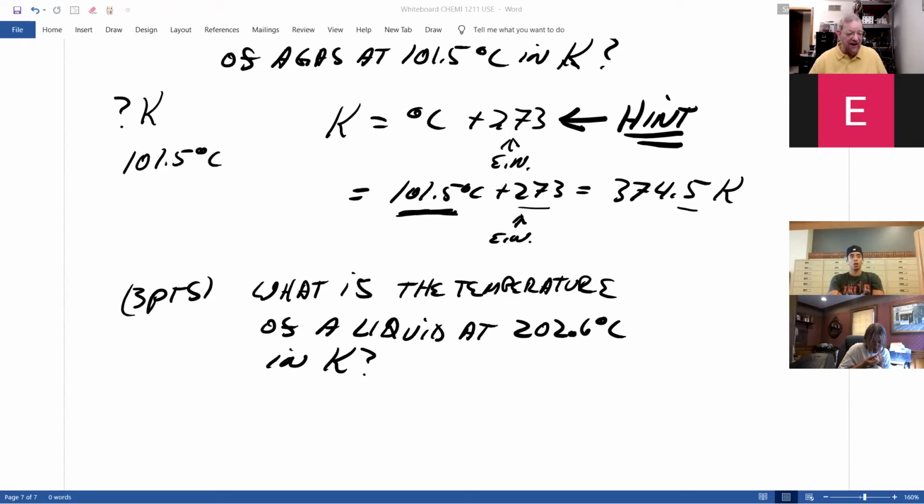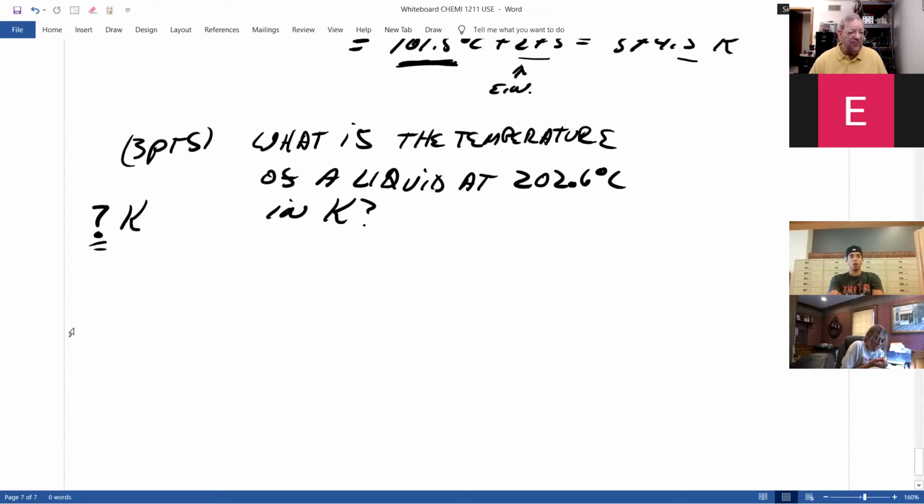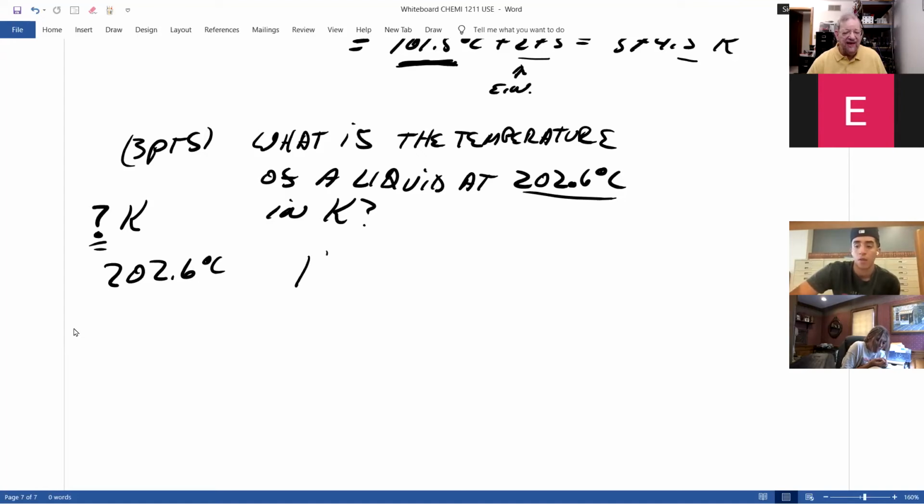So when I look at a problem like this, a word problem, I ask, what am I being asked to find? And the answer is Kelvin. And I use a question mark to let me know that. Next, what am I given? This. That's the only number I have to work with. And I know Kelvin equals, and this you'll be given, degrees C plus 273.